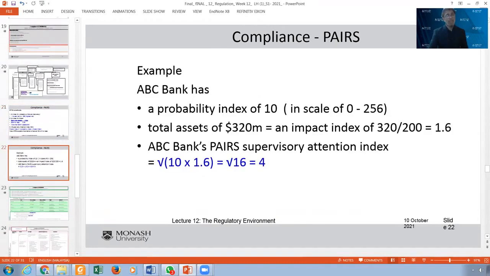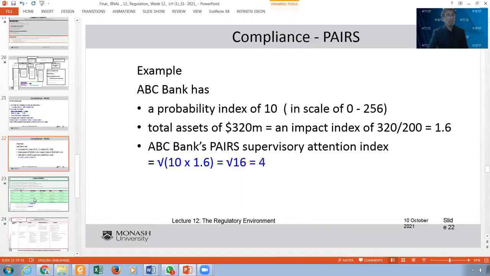Look, if you have ABC Bank, probability of index is 10, which is out of the 256. This is not really a risky bank. Total assets 320. Then you have to calculate the impact index, 320 over 200, 1.6. And then you have to calculate the attention index, which is the square root of 10 times 1.6. So it's 4, and 4 is accepted. They expect every bank to achieve a score less than 4, not to be risky.